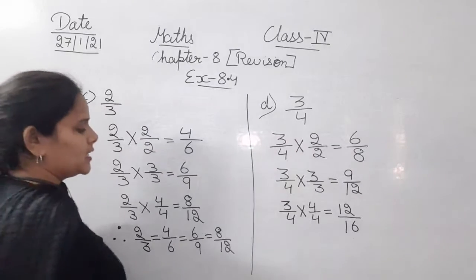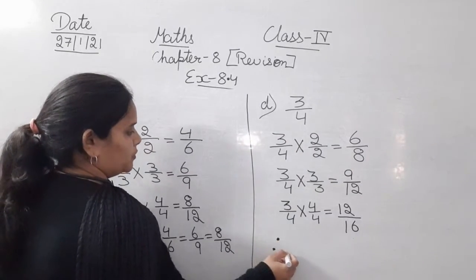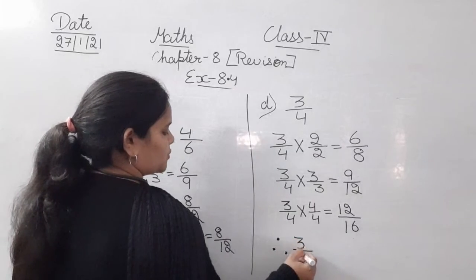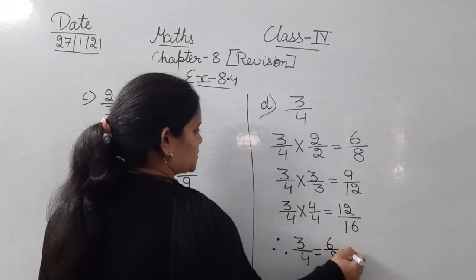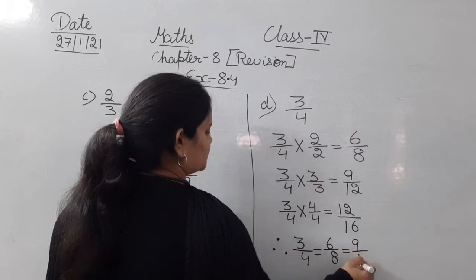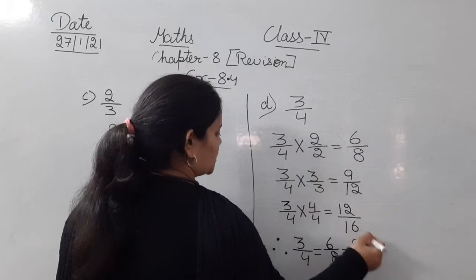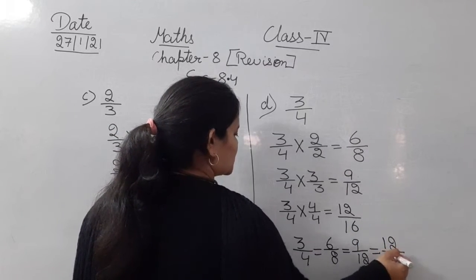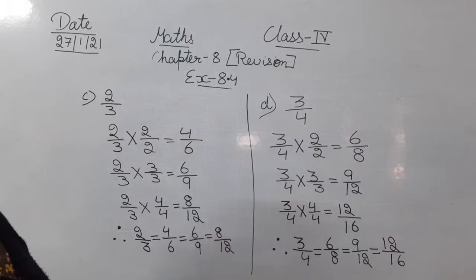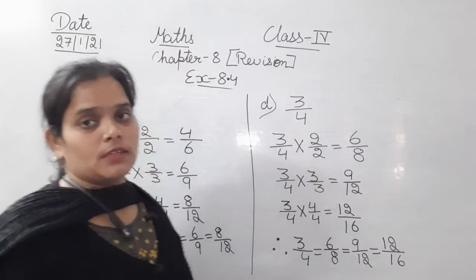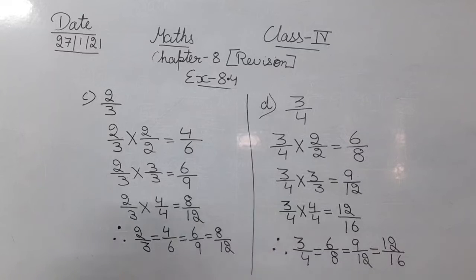So that's what we will write in the solution sentence. Therefore, the next three equivalent fractions to 3 upon 4: 3 upon 4 is equal to 6 upon 8 is equal to 9 upon 12 is equal to 12 upon 16. So this is the solution of the last part of sum number 4 from exercise 8.4, and just note it down in your notebooks.